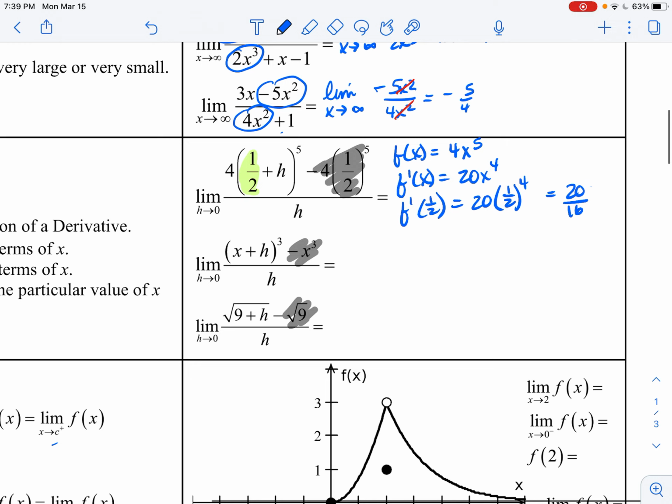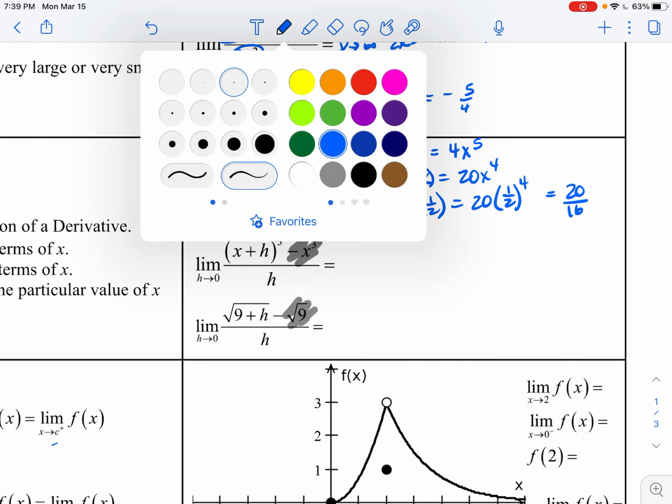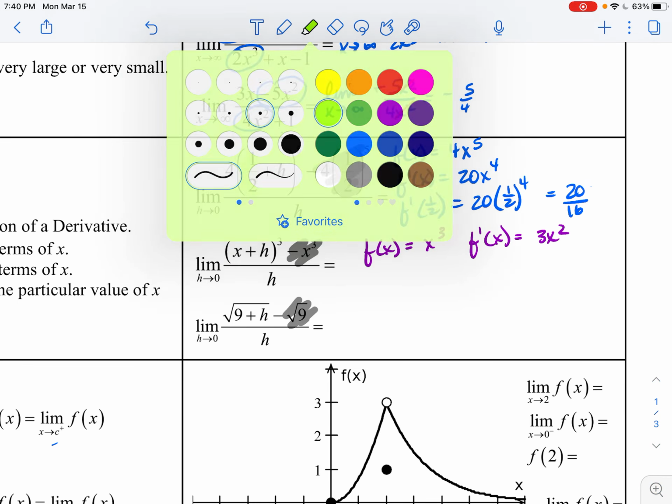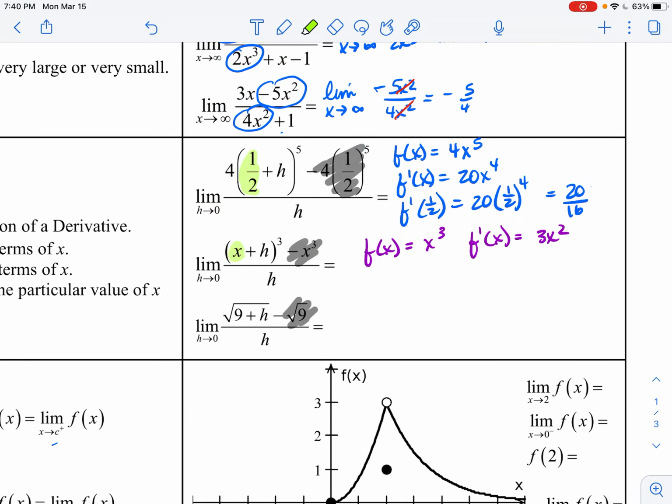If you want to reduce, you can. All right, in the second example, we've got our function, f of x, is just going to give me, well, x cubed. F prime of x is going to be, well, 3x squared. My x value in this one is just x. So I'm done at this point with this example.